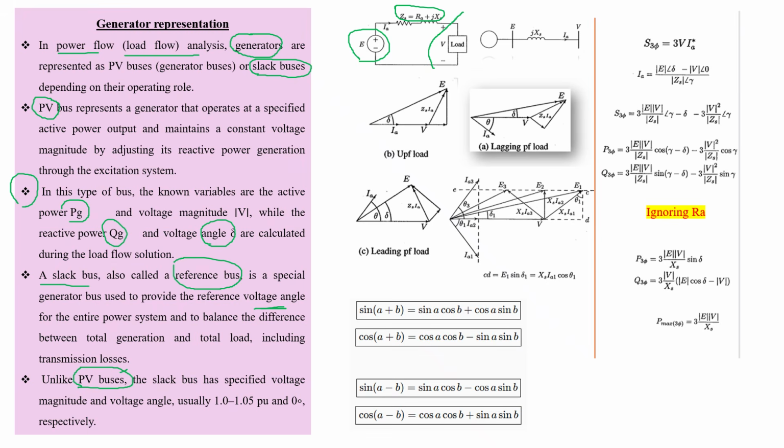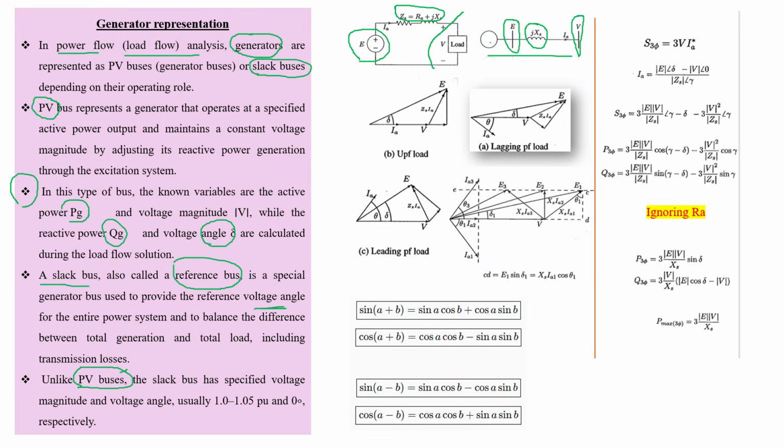For power flow analysis, the simplified representation of a generator looks like this. We have a generator with an internal voltage, this is the internal reactance of the generator, and this is the terminal voltage that will be supplied to the load. Based on the load power factor, the generator can operate at unity power factor, lagging power factor, or leading power factor.